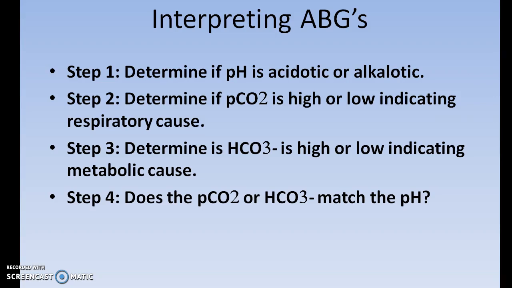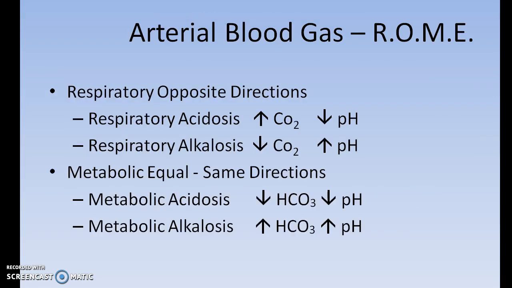So you say, well, how do we do this? The one way that your book describes is looking at ROME. ROME is respiratory opposite directions. So if you look at the pH and it's low and the CO2 is high, then it's a respiratory acidosis. Again, respiratory opposite directions. Respiratory alkalosis, we're going to see the high pH and the low CO2. So they're opposite. Metabolic is going to be equal or the same. So a low pH and a low bicarb is going to be metabolic acidosis, and a high pH and a high bicarb is going to be a metabolic alkalosis.